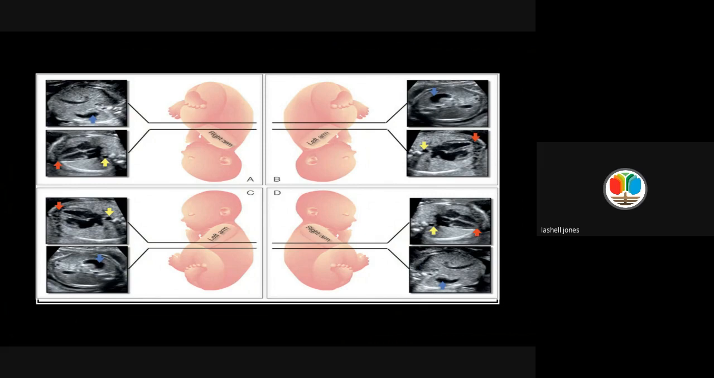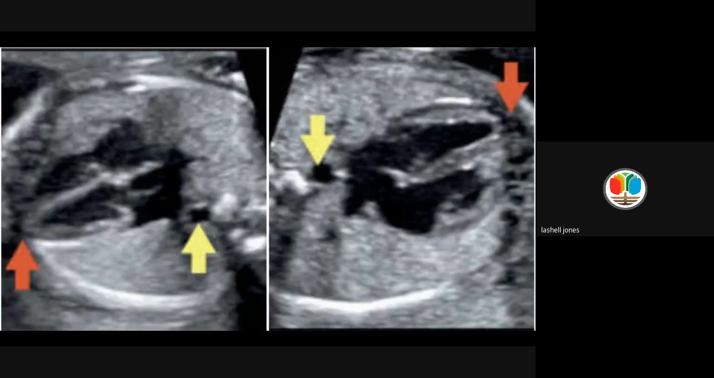Okay, so we're at a longitudinal lie. The fetus spine is parallel with mom's spine. Now I want to go over what those arrows are showing. They're showing that the descending aorta and the apex are indeed on the left side. And this is normal. This is how it should be.